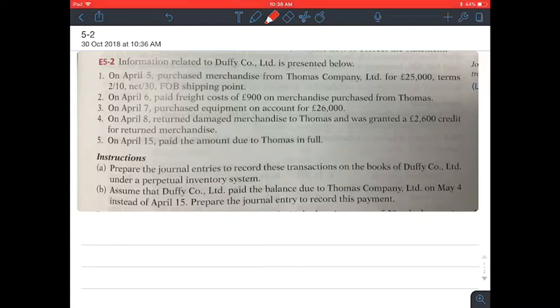Okay, in this video, we're going to go over the chapter 5 exercise number 2 problem. So what do we do here? There are 5 pieces of information related to Duffy Corporation Limited presented below. What we're supposed to do here is prepare journal entries. I see many of you did not know how to do entries in your exam. So you should be aware that when it is stated to do journal entries, you just do journalize.